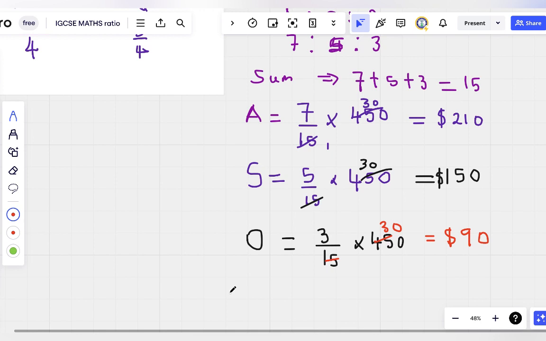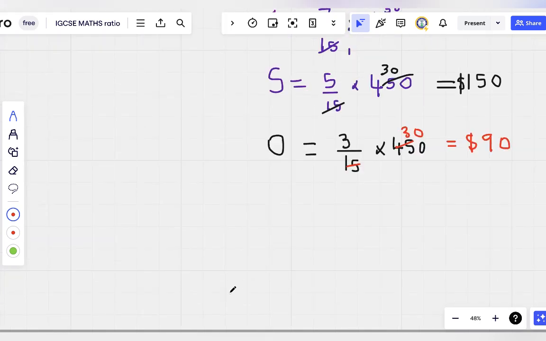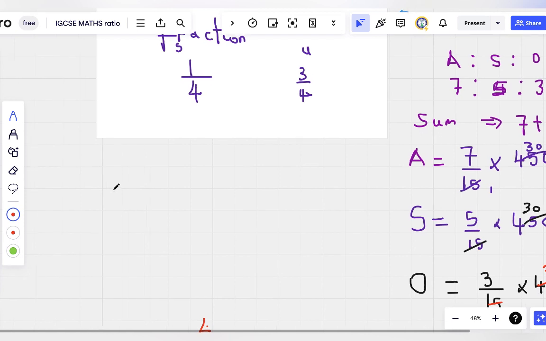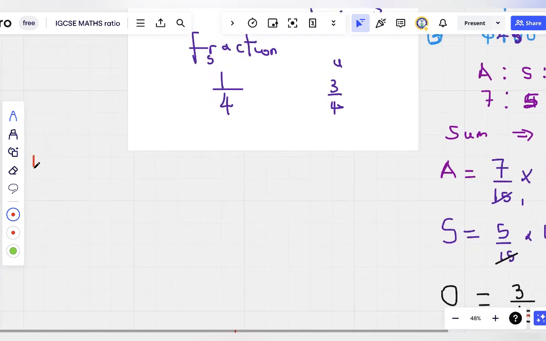We can use it to compare things. We can use it to share things. We can use it to do so many things. Is that okay? Now let's take another example. Okay, let's take another example from the book. Question number 4. Let's say question number 4 here.